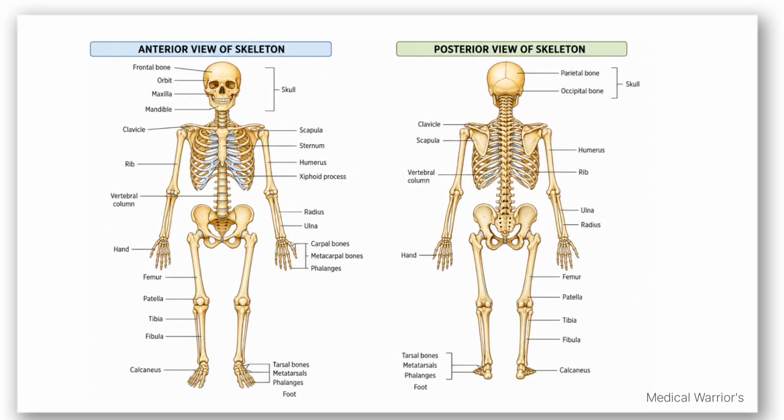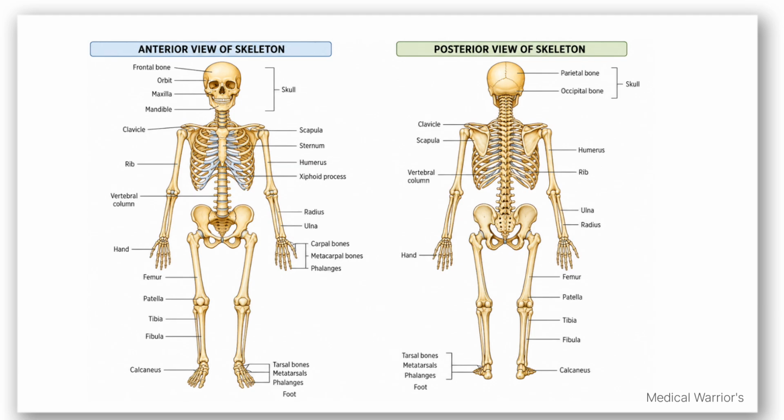Here you all can see the anterior view of the skeleton and the posterior view of the skeleton, and in these diagrams we can see all the typical long bones, short bones and modified long bones.